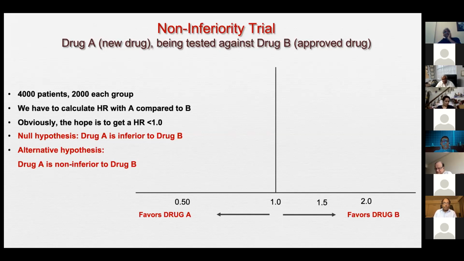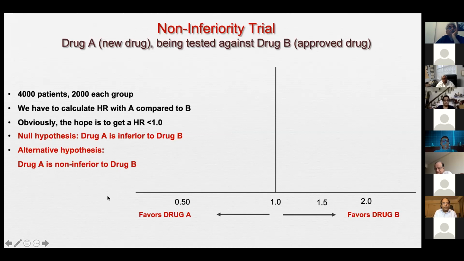So in this example, again, we have, for example, 4,000 patients. We will divide 2,000 in each group. And we have to calculate the hazard ratio with drug A, which is the new drug, as compared to drug B. Obviously, we want a better result with drug A. That's what we're doing the trial for.